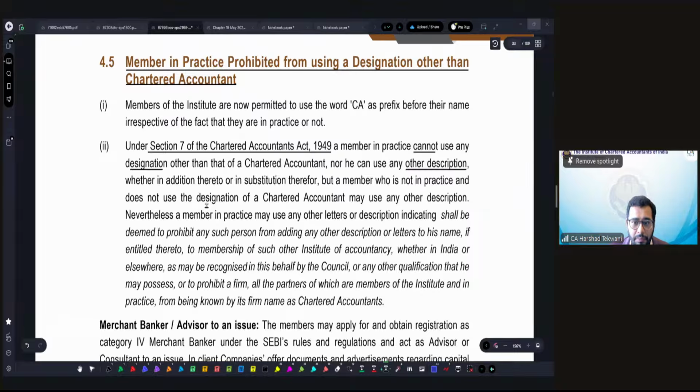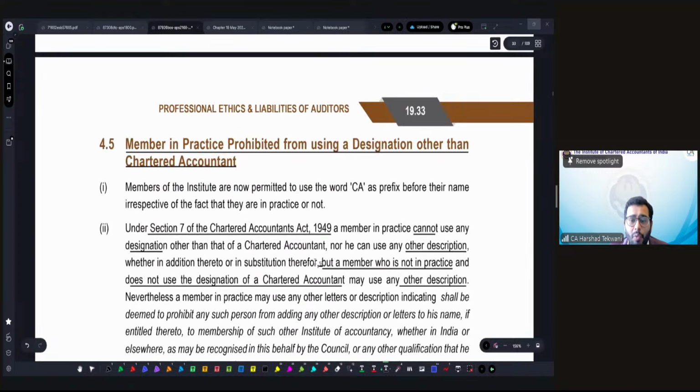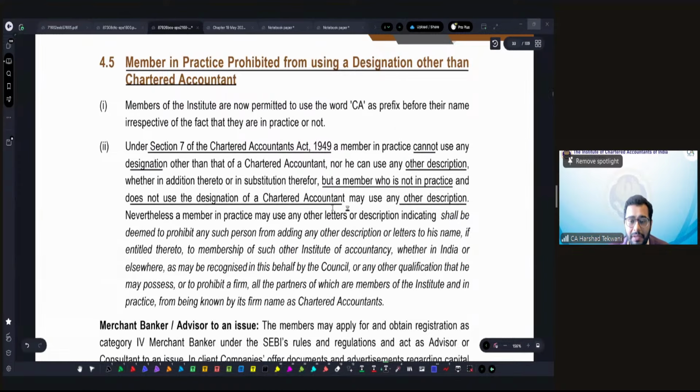practice. But if you are not a member in practice, but a member who is not in practice, and does not use the designation of chartered accountant, you can use any other description. So in that case, other descriptions can be used. Now, the question is, what is this description? What is this designation? What does it mean?